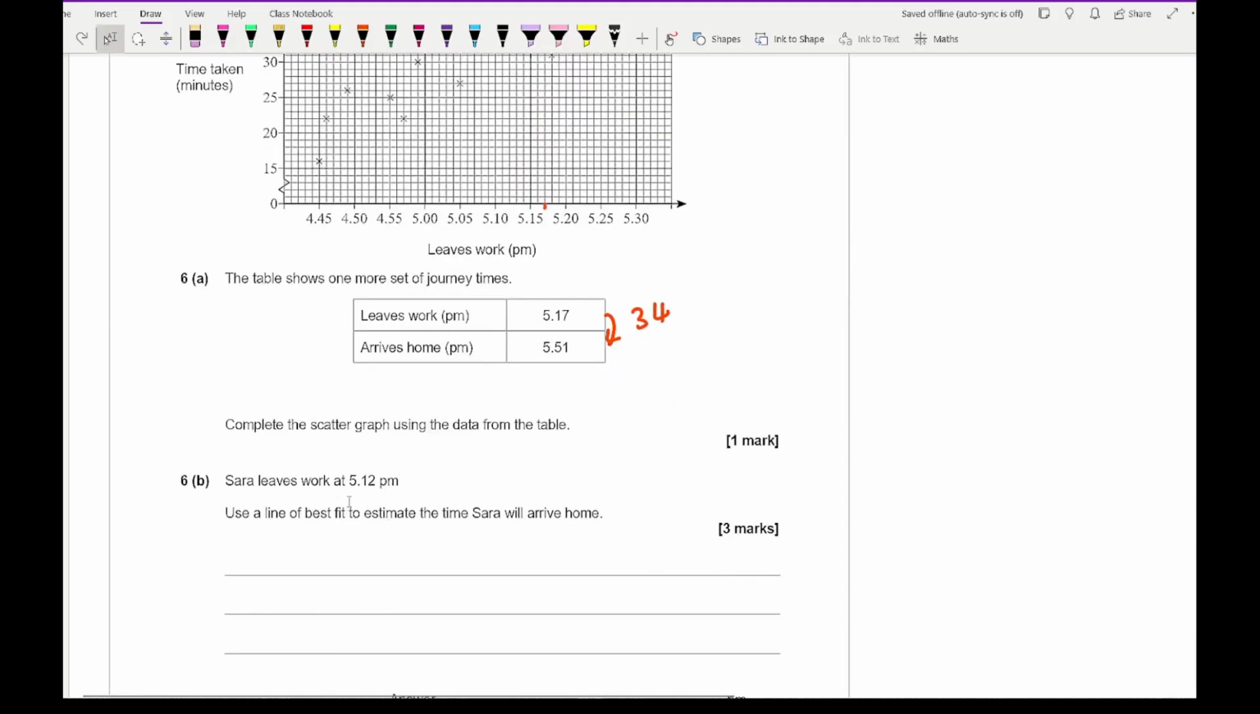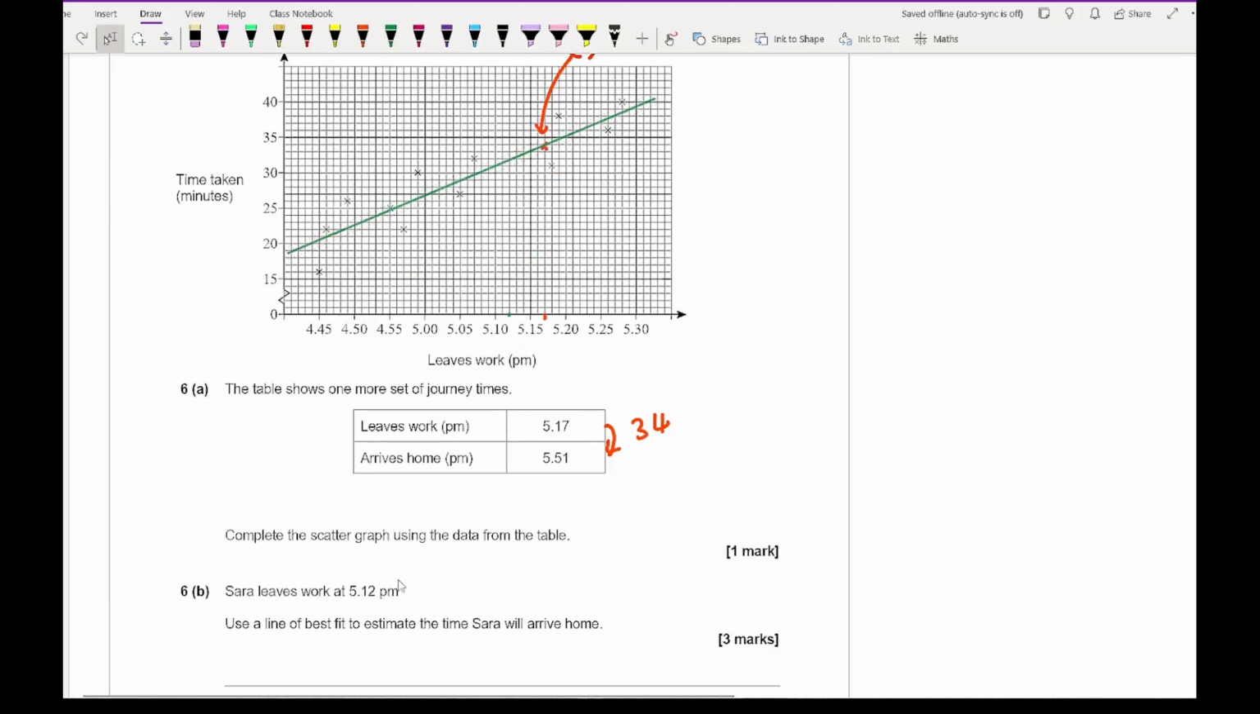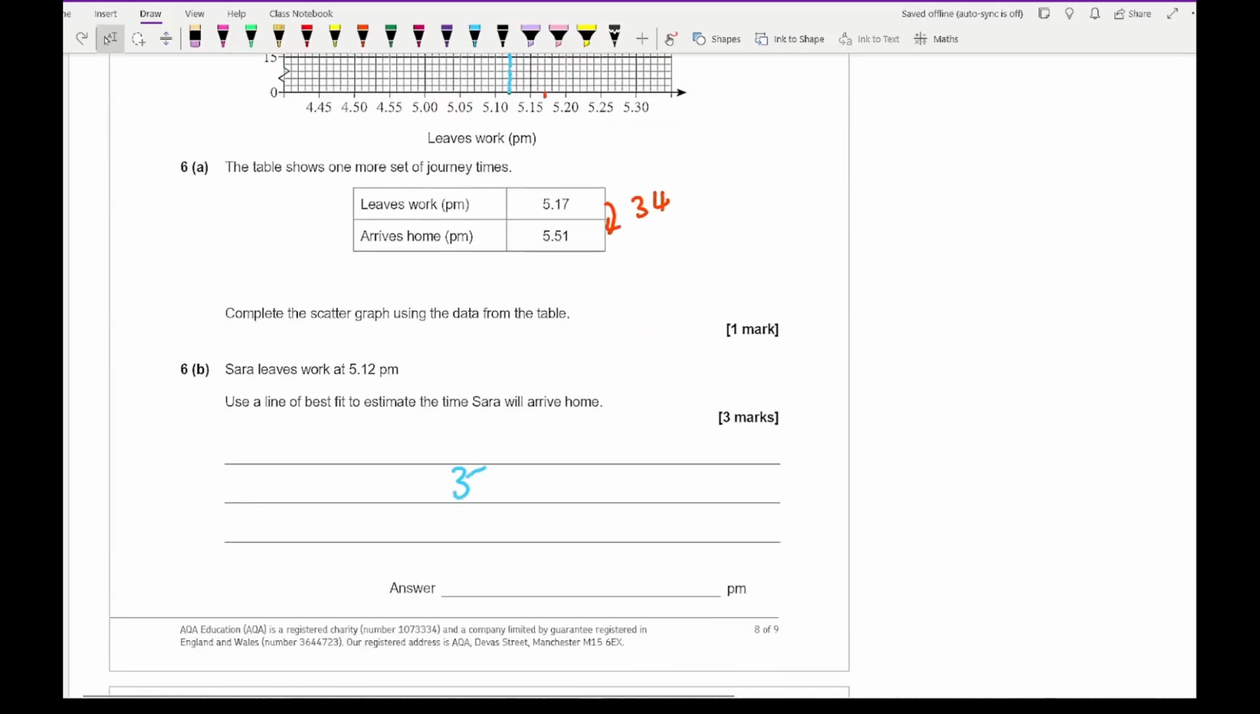Then for B, it says Sarah leaves work at 5:12 p.m. Use the line of best fit to estimate the time Sarah will arrive home. So what we need to do now is actually draw a line of best fit. Again, you want to try and be as accurate as possible. So let's just get that there. And yep, something along those lines. From that, what we then need to do is find 5:12, which is here, and project upwards. From 5:12, wherever your line of best fit is, and I make it out to be around about 32 minutes, I just project across like so, and so I'm looking at about 32 minutes. So if I add 5:12 plus 32 minutes, I'm going to get a final time of 5:44.